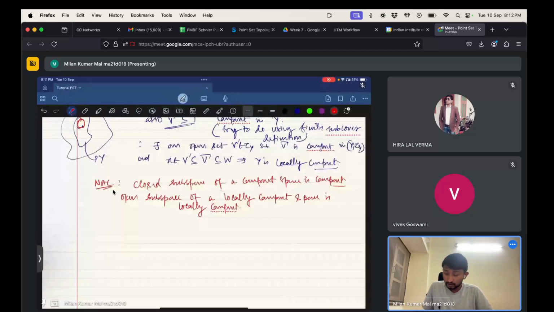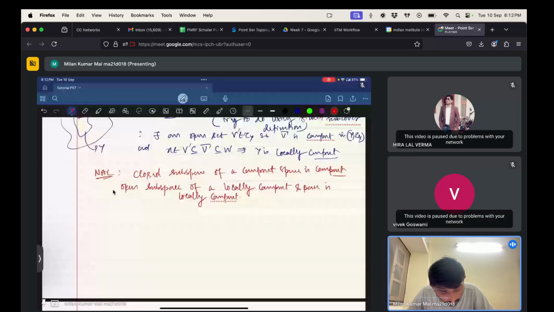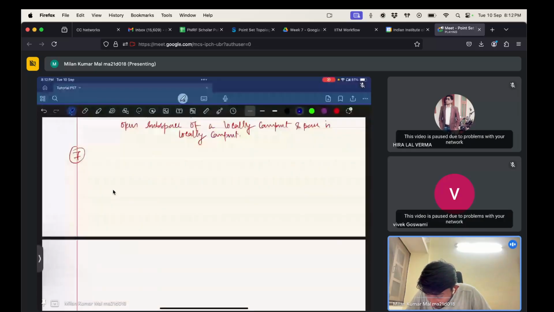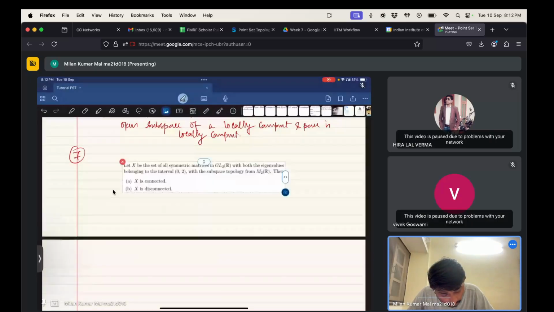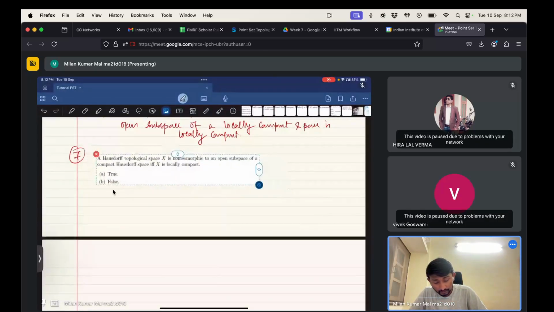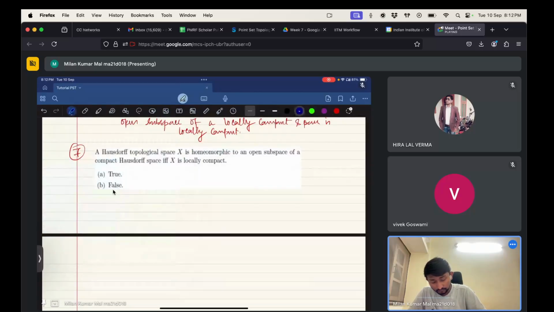Now I will do problem number 7. Problem 6 I have done: X is locally compact, A an open subset, a Hausdorff space. Problem 7 is also clear, it will be the same on the same basis. What does 7 say? A Hausdorff topological space X is homeomorphic to an open subspace of a compact Hausdorff space if and only if X is locally compact. Problem 7 is not big, it is along the same line.